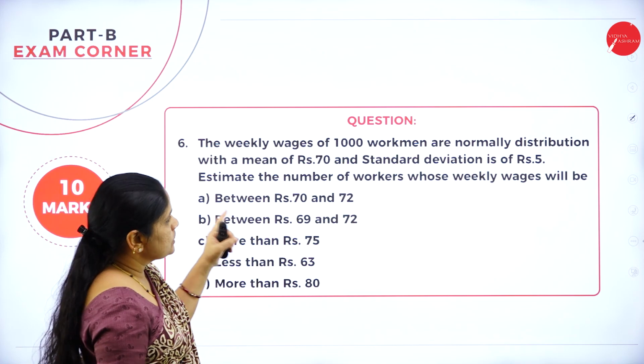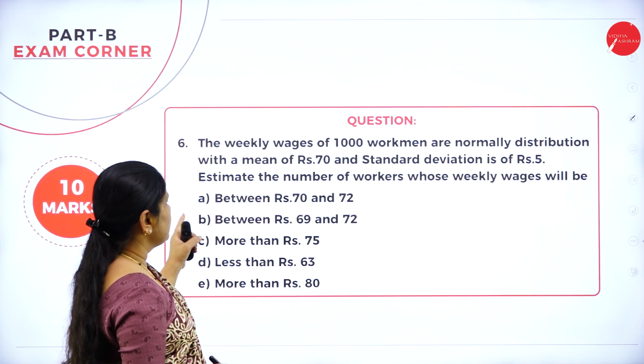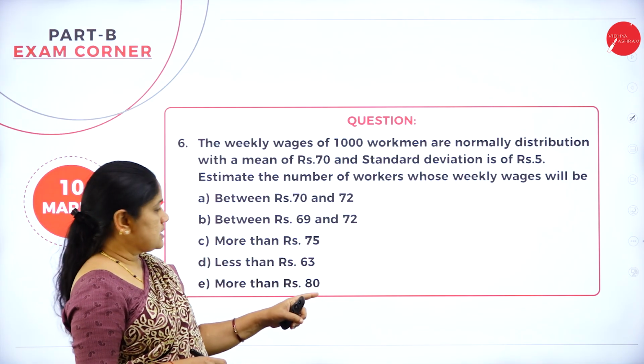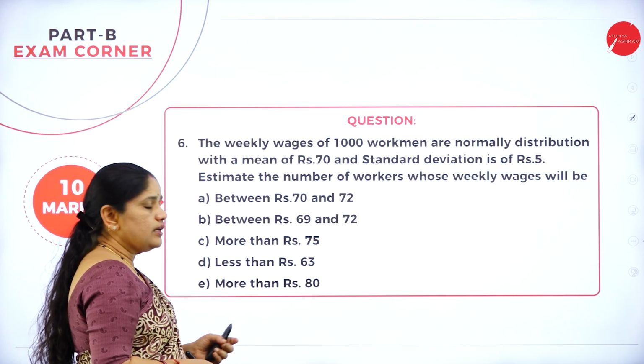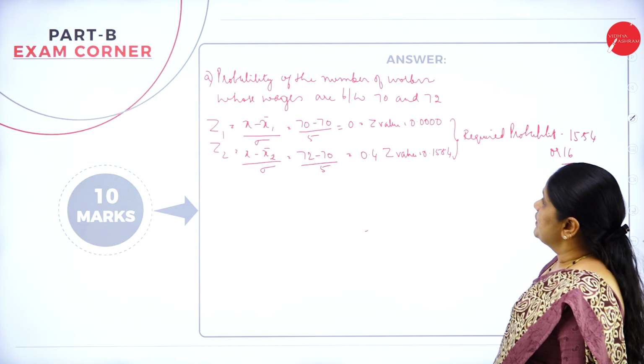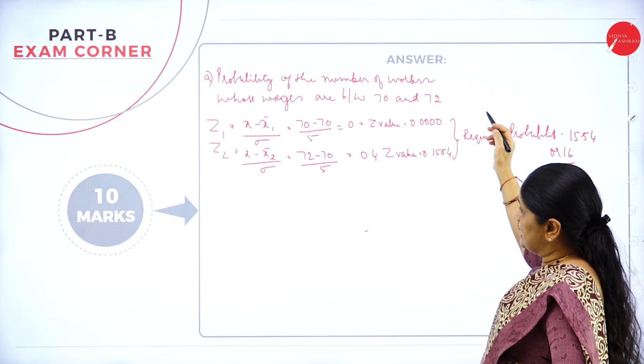Now the next problem: the weekly wages of 1000 men are normally distributed with a mean of rupees 70 and a standard deviation of rupees 5. Estimate the number of workers whose weekly wages will be between 70 and 72, 69 and 72, more than 75, less than 63, more than 80. Now in this kind of problem, they have asked for the number of workers whose wages are between 70 and 72.